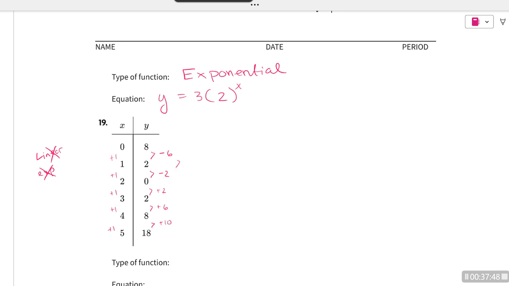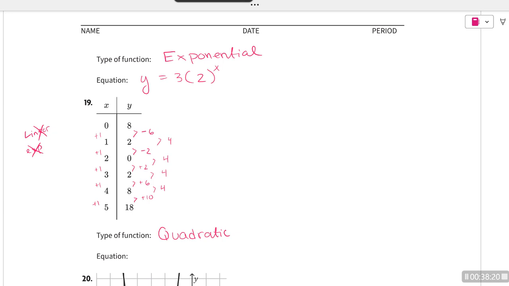So the difference between these two numbers, we see that that's a 4. So we increased 4. Here we increased 4 again, increased 4, increased 4. So the second difference is constant, that makes this a quadratic. So a quadratic function. Okay, so now let's write our quadratic equation.